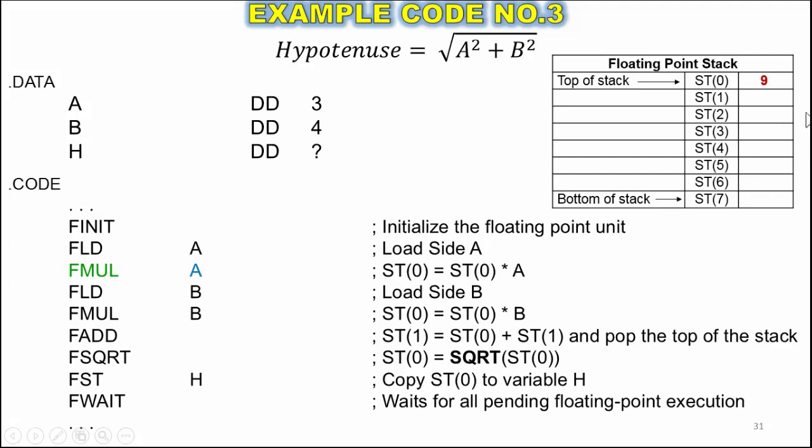And the product, which is 9, is stored and replaces the value of the top of the floating point stack. Using this formula, ST at index 0 is equal to ST at index 0 multiplied by the value of the variable A. The next command, fld B, loads the value of the variable B, which is 4, to the top of the floating point stack. Thus, the value 9 moved down one slot to register ST at index 1.